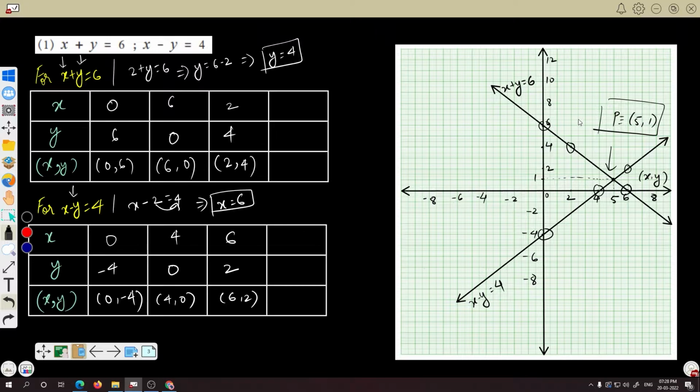If you want, you can verify your answer using the elimination method or substitution method, but the answer should be 5 comma 1. I hope this is clear to you.